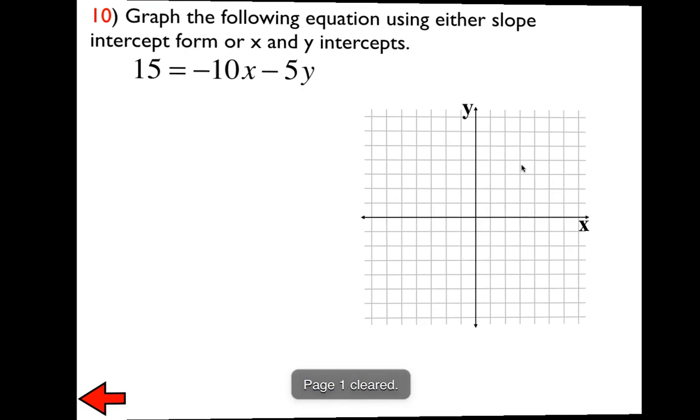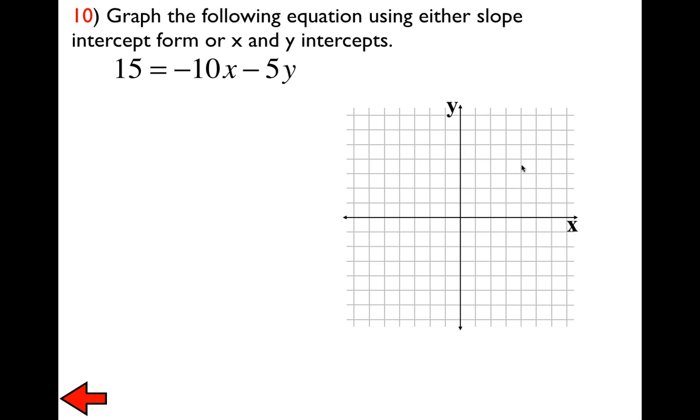Okay, so now moving on to the very last example. The last one has something slightly different than before. So in this case, you have 15 equals negative 10x minus 5y. In this case, it's different. Why? Because y was normally on the left side, but now it's on the right side.